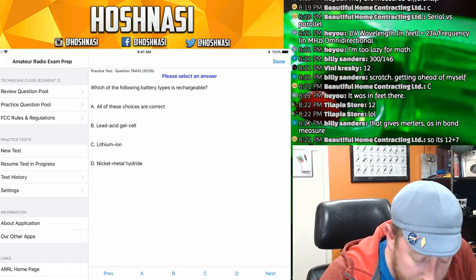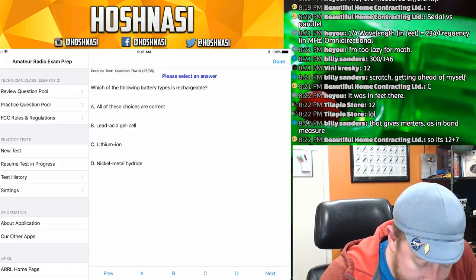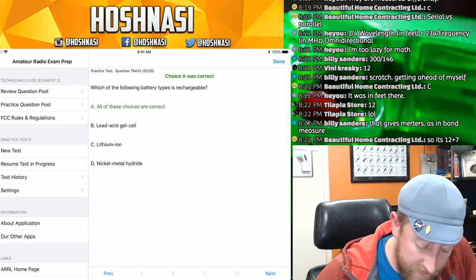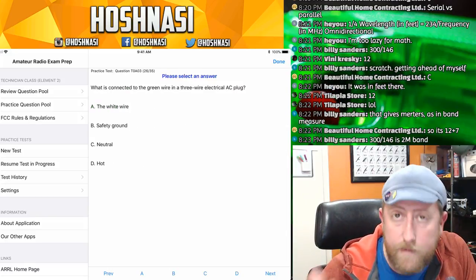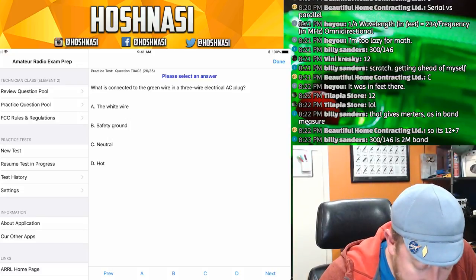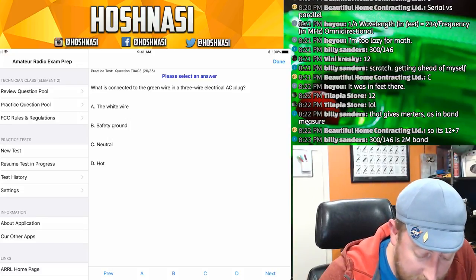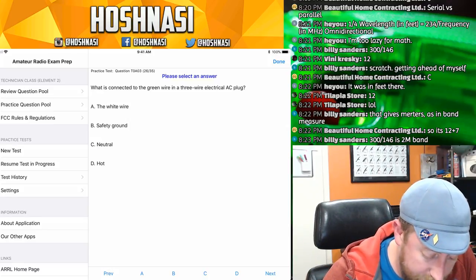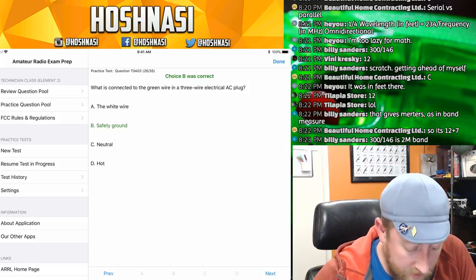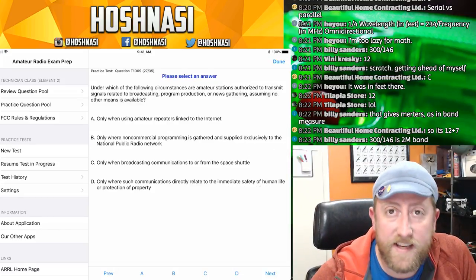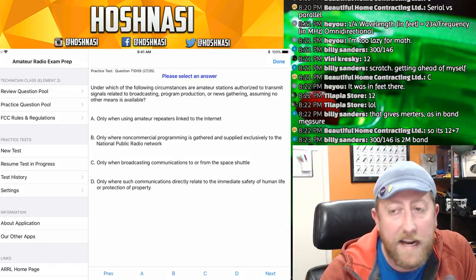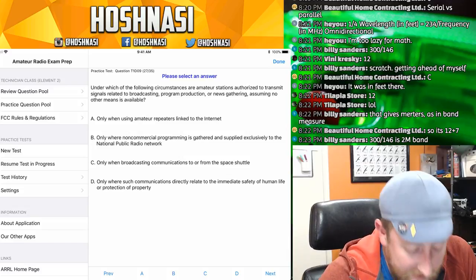Which of the following battery types is rechargeable? So all, because I've got B and C and I know they're rechargeable. Sure, nickel metal hydride, why not? NiCad, right? What is connected to the green wire in a three-wire electrical AC plug? The neutral, right? No, the safety ground. It's like the safety dance. Safety first. It said safety. There you go. Yeah, 146 is the 2-meter band. I knew that. That was not the problem.